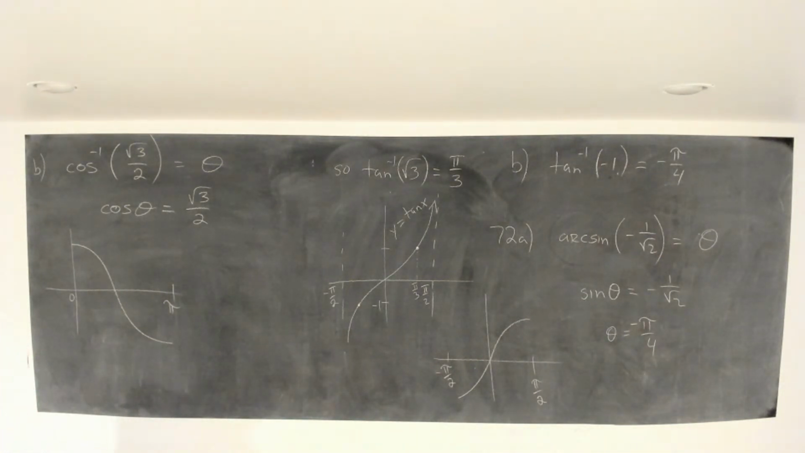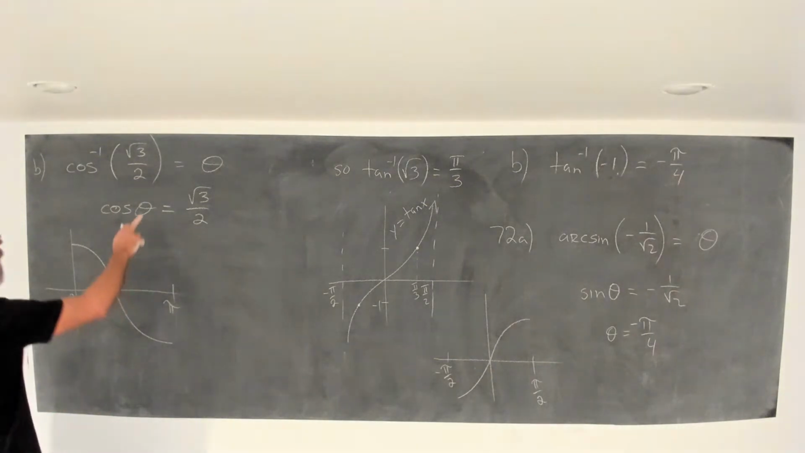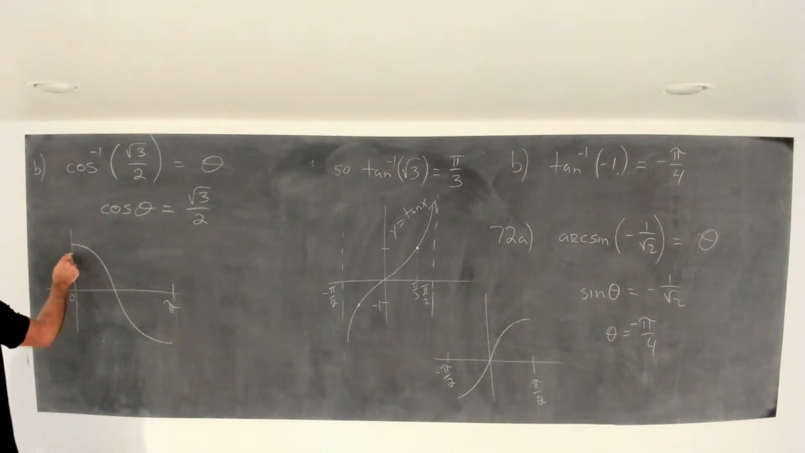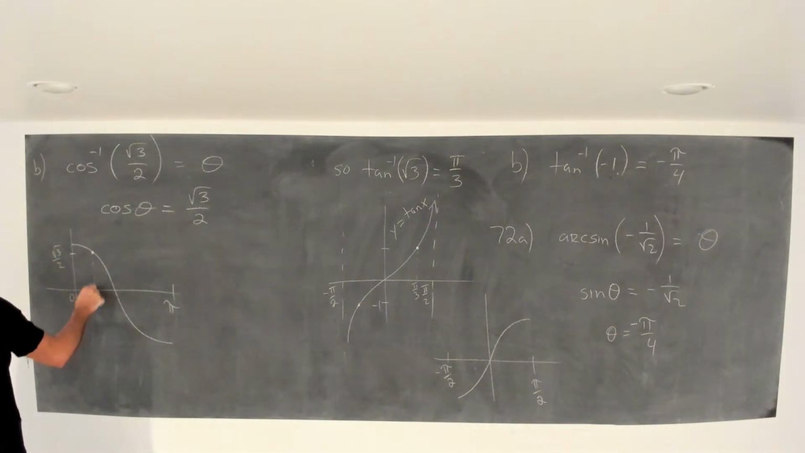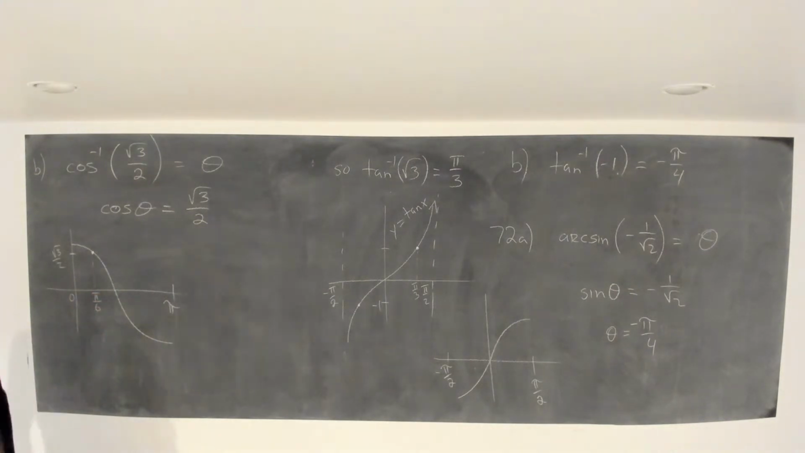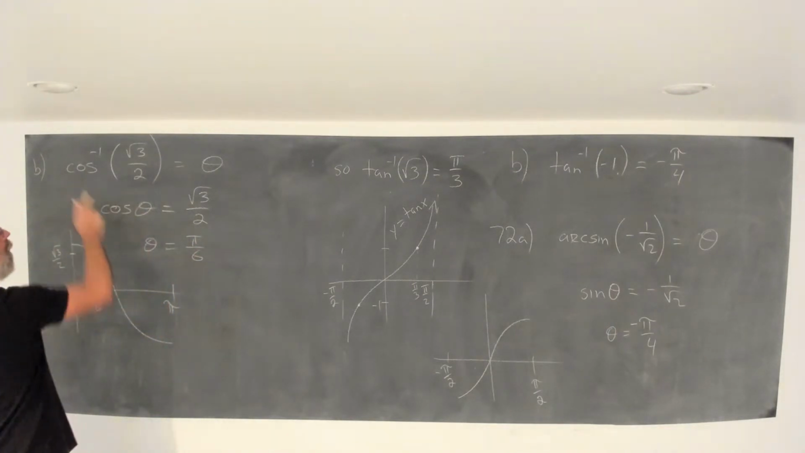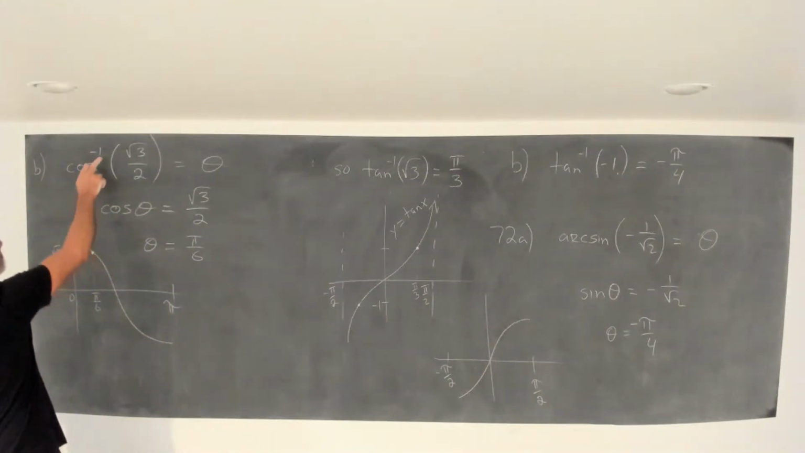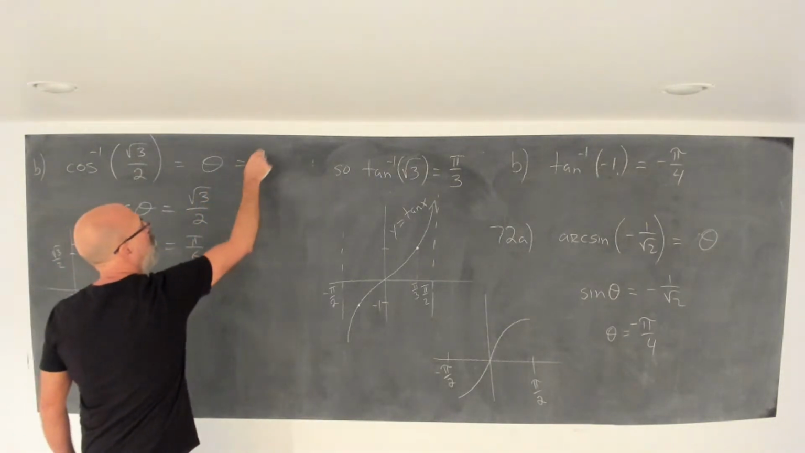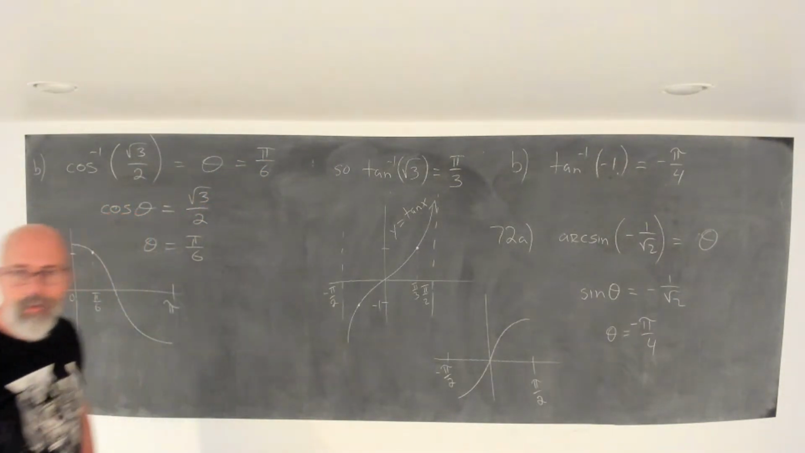It's in the 8th edition of Stewart. Yeah, I want to say the last section in chapter 1. And as people are pointing out, this occurs at pi over 6. The theta is pi over 6. The inverse cosine of √3/2 is pi over 6.